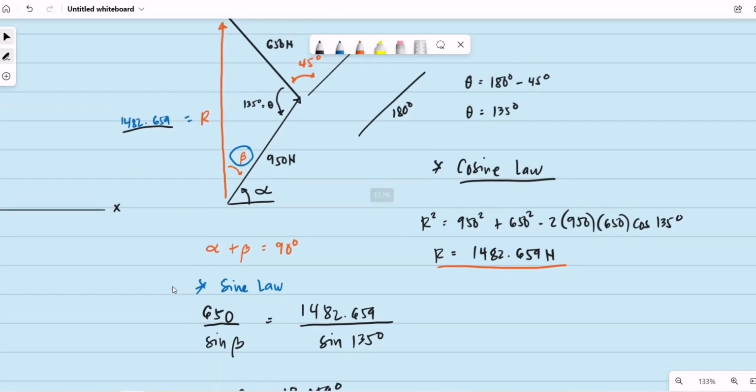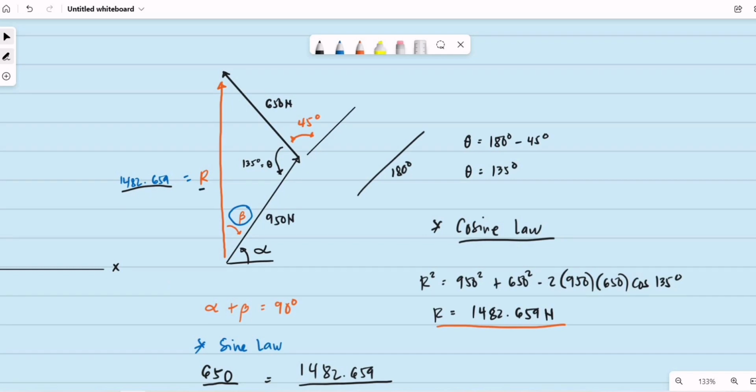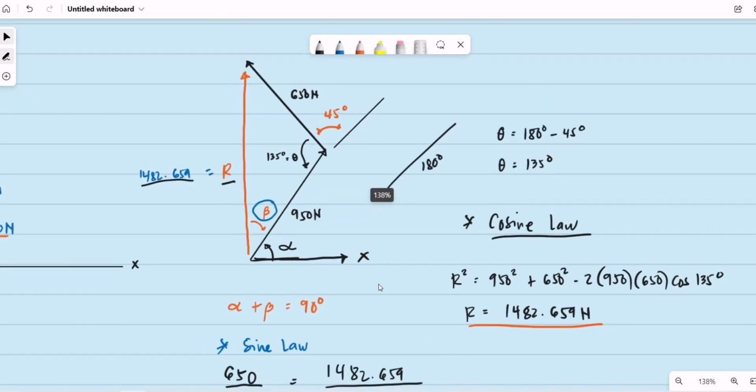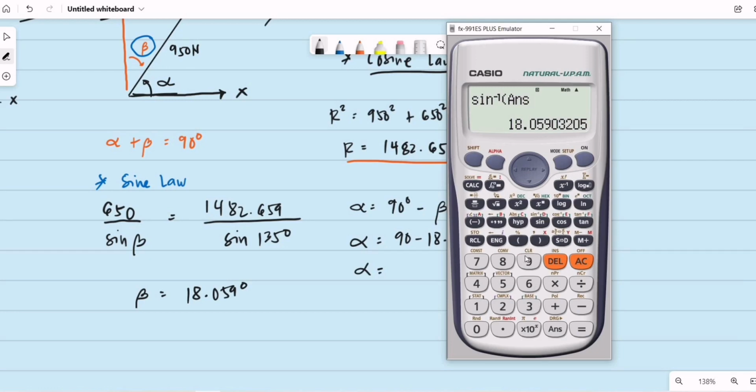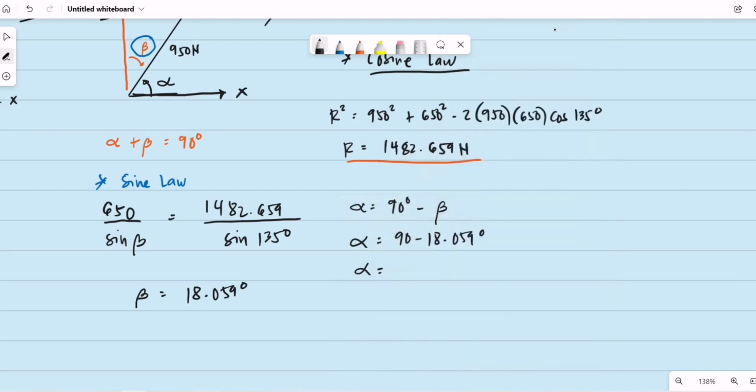Again, they are perpendicular. Okay, the resultant, according to the problem, is vertical, and this alpha is from the x-axis. So alpha plus beta is basically equal to 90 degrees. So if you are computing now for the value of alpha, that is basically the 90 degrees minus the value of beta. So we have alpha is now equal to 90 less 18.059 degrees, which is 71.941 degrees.